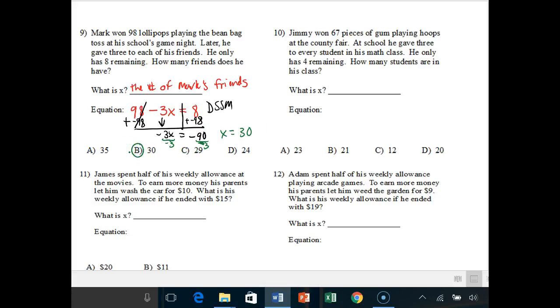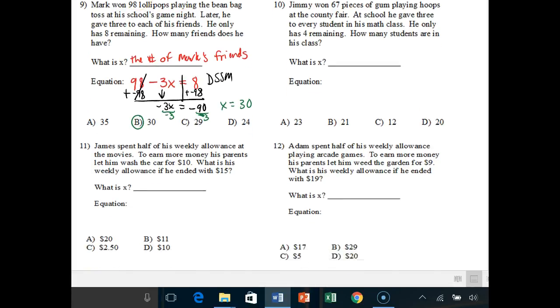He gave out 3 lollipops to 30 of his friends. So think about that, right? 3 times 30 is 90. I only had 8 remaining. 90 plus 8, that's the 98 original that he had. I'd pause and do number 10 if I were you.